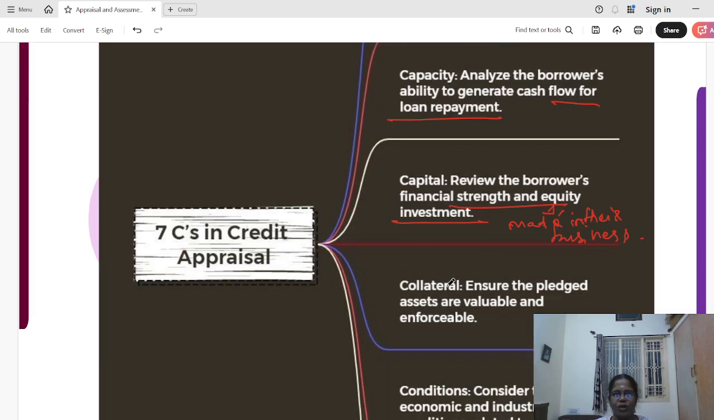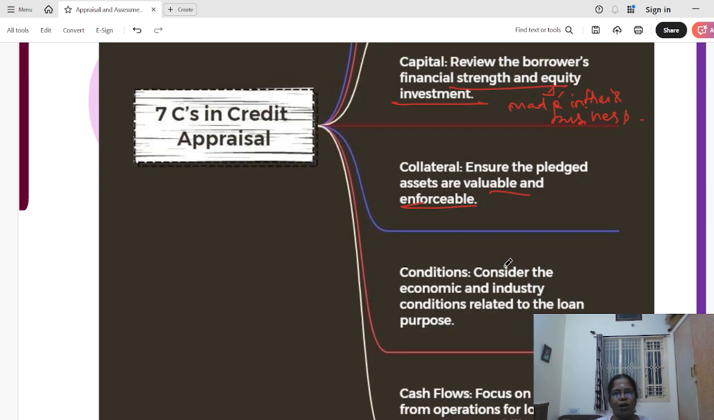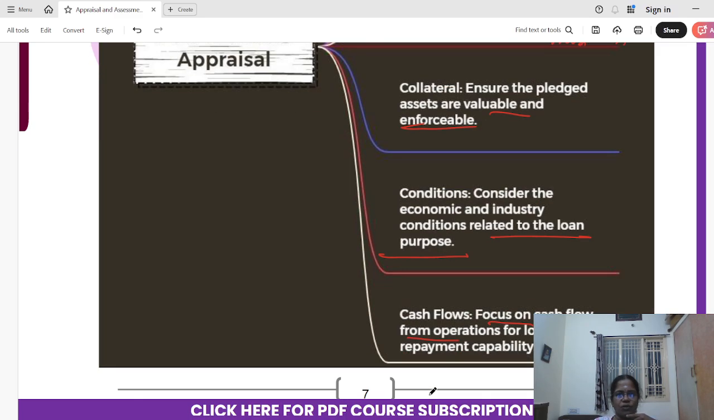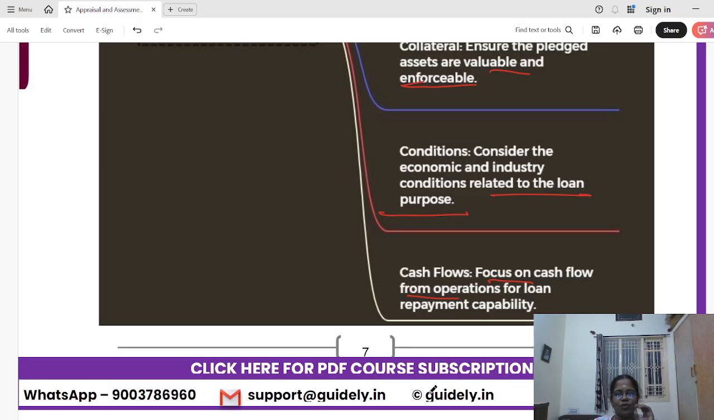Collateral: whatever the assets which are pledged are valuable and enforceable, which is enforceable by law. Condition: they have to check the economic as well as the industrial condition related to the loan purpose. என்ன பர்பஸ்க்காக லோன் வாங்கியிருக்காங்க, அவங்களோட எக்கனாமிக் கண்டிஷன் எப்படி இருக்கு, இண்டஸ்ட்ரி கண்டிஷன். Cash flow: focus on cash from operations for loan. So they have to focus on the cash flow from operations, what is the repayment capability of that particular customer.